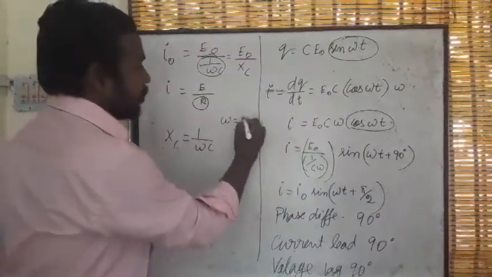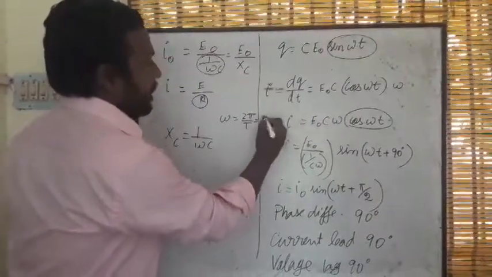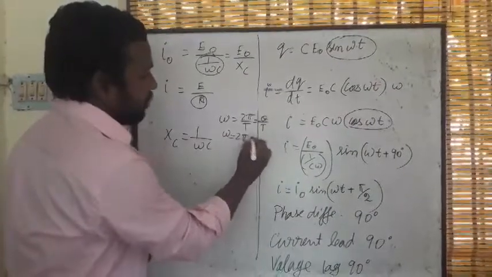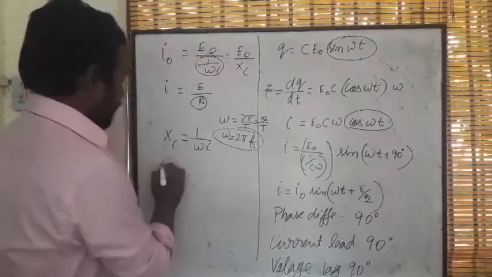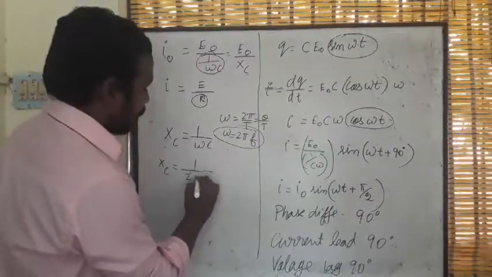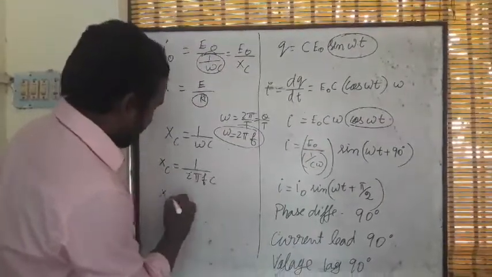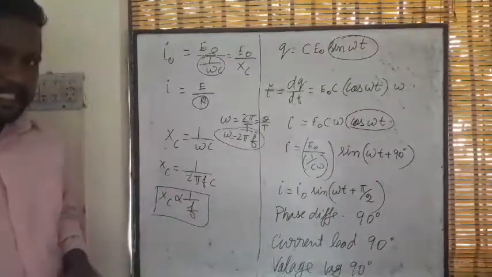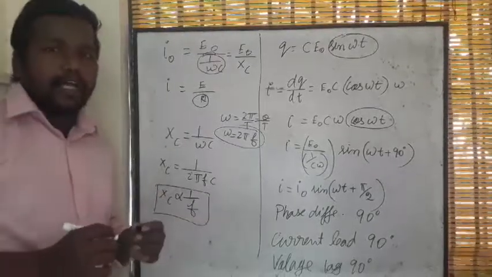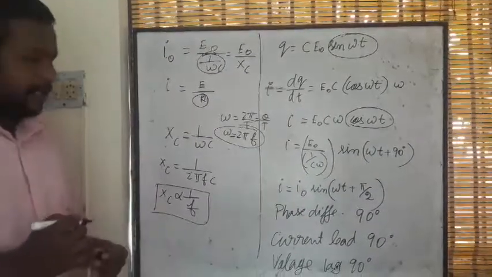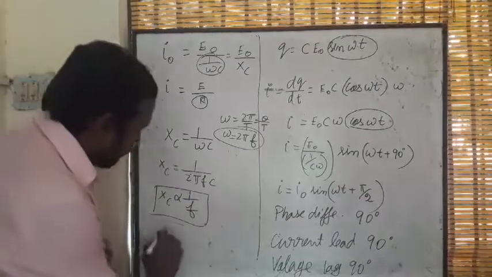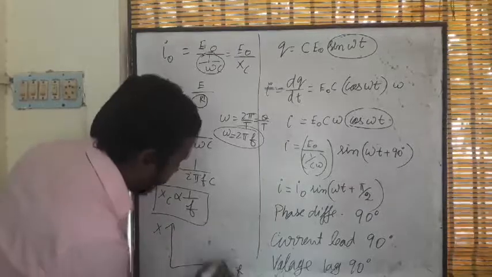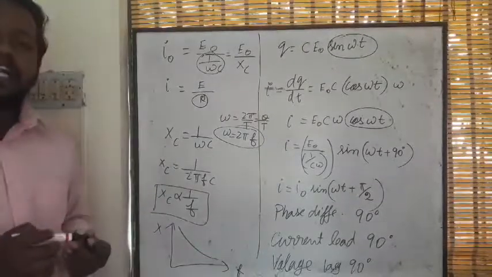As we know, omega is equal to 2 pi by T, and 1 by the time period is the frequency. That means omega is equal to 2 pi f. So XC is equal to 1 divided by 2 pi f C. So XC is inversely proportional to frequency. The capacitive reactance is inversely proportional to the applied frequency of the AC current. If you draw the graph of XC versus f, it is inversely proportional, not directly proportional.